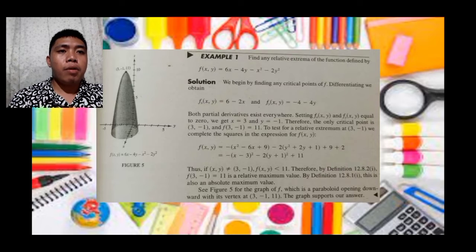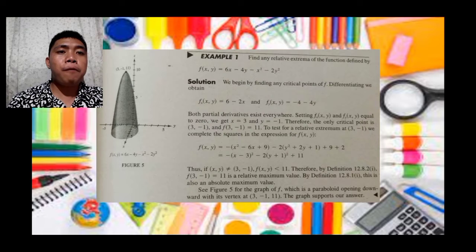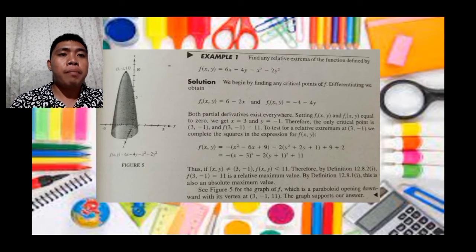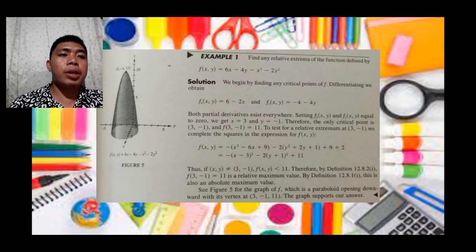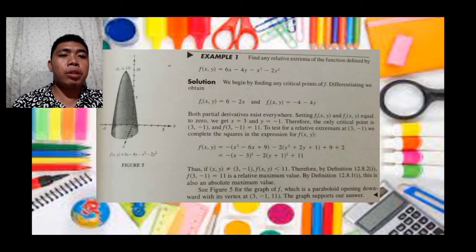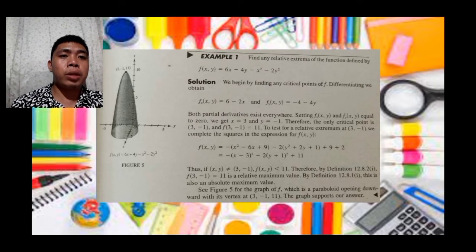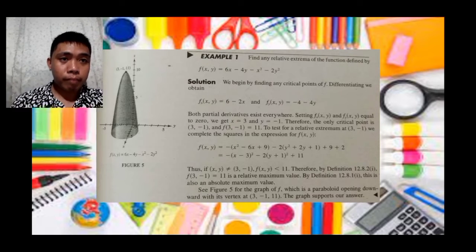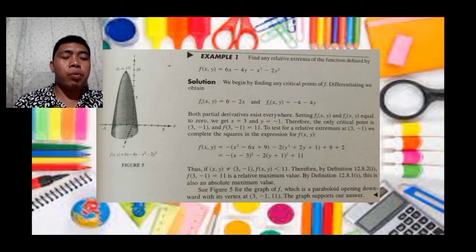Example 1. Find any relative extrema of the function defined by f of (x, y) equals 6x minus 4y minus x squared minus 2y squared. Solution. We begin by finding any critical points of f. Differentiating, we obtain f sub x of (x, y) equals 6 minus 2x, and f sub y of (x, y) equals negative 4 minus 4y.